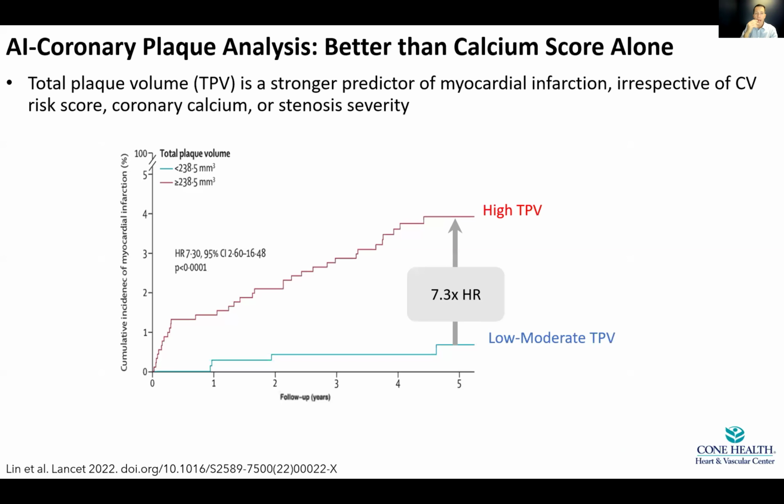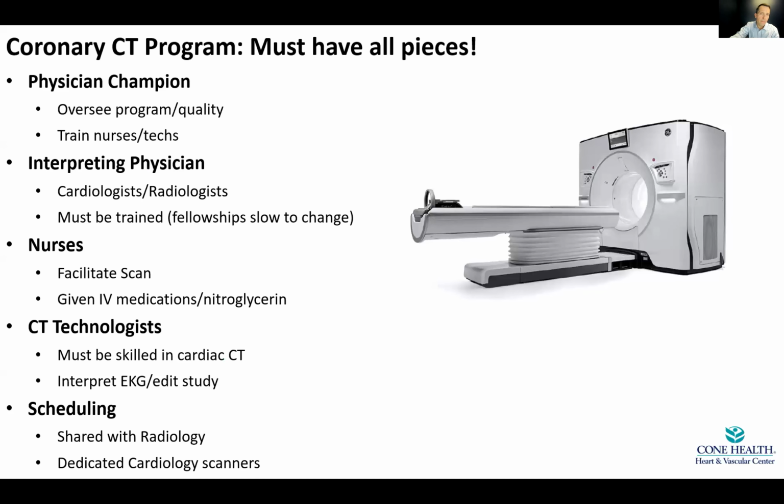When you look at AI plaque analysis, it's a better predictor than calcium scoring alone. Currently we're pursuing coronary CTA for patients who have symptoms, but I suspect in the future we will be doing this in patients without symptoms because it's such a stronger predictor. This is data from the Lancet, which showed that total plaque volume is a stronger predictor of MI, irrespective of CV risk score, coronary calcium, or stenosis severity. That really speaks volumes to the preventive aspect that you can get with coronary CTA.